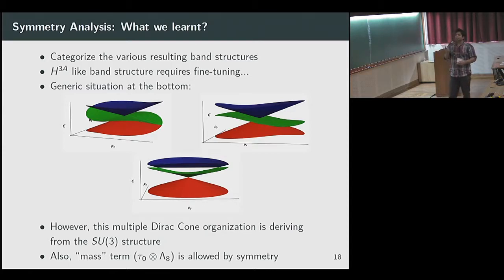So in the sense that suppose I have the quadratic band touching of bilayer graphene, when I include some extra hoppings, the trigonal warping terms consistent with the lattice symmetries, they split into 4 Dirac cones. It is in that sense this fine-tuned Hamiltonian splits into these 3 Dirac cones. Also, there's a mass term which is allowed by symmetry, which can gap out the Dirac cones in the same sense as gapping Dirac cones.